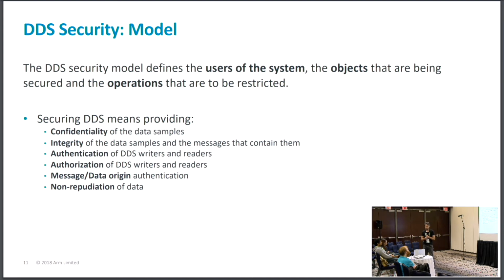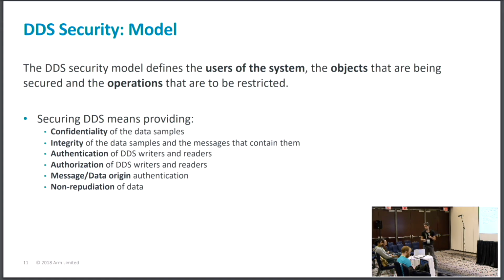So for the security model, the spec specifies the users, the objects, and which operations you can do on each of these users. And it has the basic security aspects to it. So you can do confidentiality, where the messages passing between the nodes can be encrypted, so you can protect from eavesdropping. Integrity, so you know that it's not corrupted. You have authentication for the reads and writes, so you can say whether a given node that's trying to read and write is allowed to join the domain.